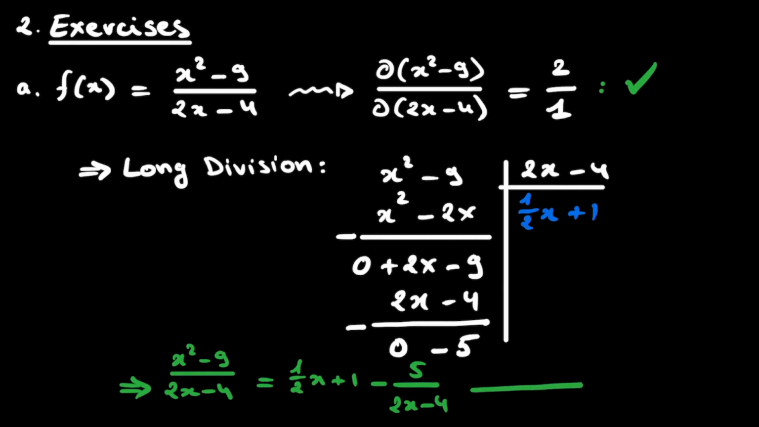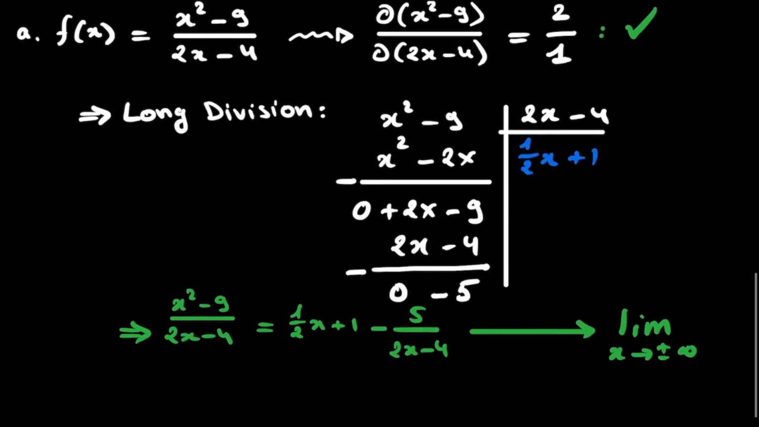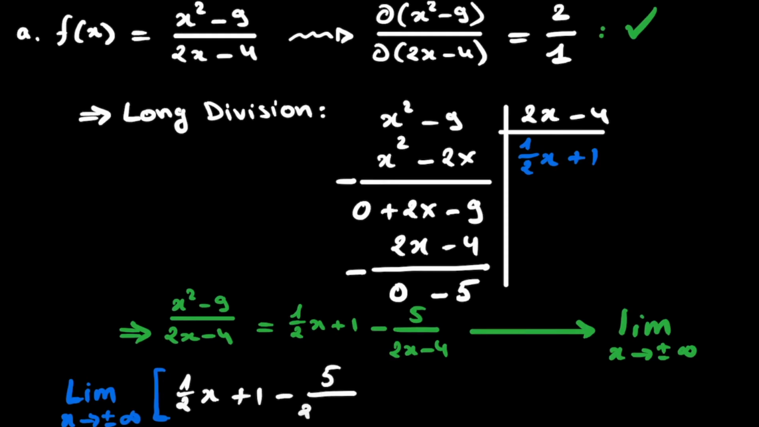And now that we've rewritten our original fraction, we can perform our limit of x going to plus or minus infinity. And this will be the last step in order to find our slanted asymptote. So let's take this limit. We have the limit of x going to plus or minus infinity of the following function, namely the function that we found. 1/2 times x plus 1 minus 5 divided by 2x minus 4.